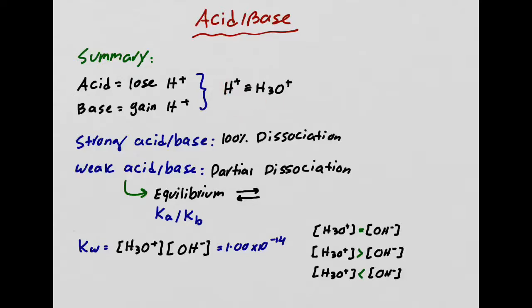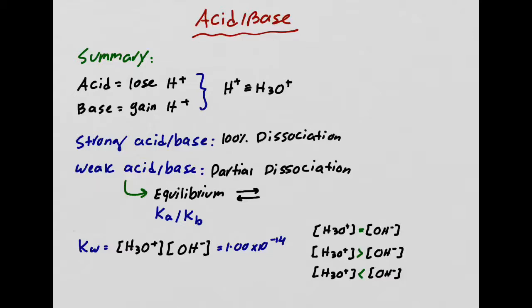Then we said strong acids and bases are the ones that will completely, 100% dissociate. They're going to break up completely in water. And weak acids and bases are going to partially dissociate in water. So every time you have a weak acid or base, you are going to have an equilibrium. And every time you have an equilibrium, you have an equilibrium constant. Ka for acid, it's kind of cute. Kb for base.